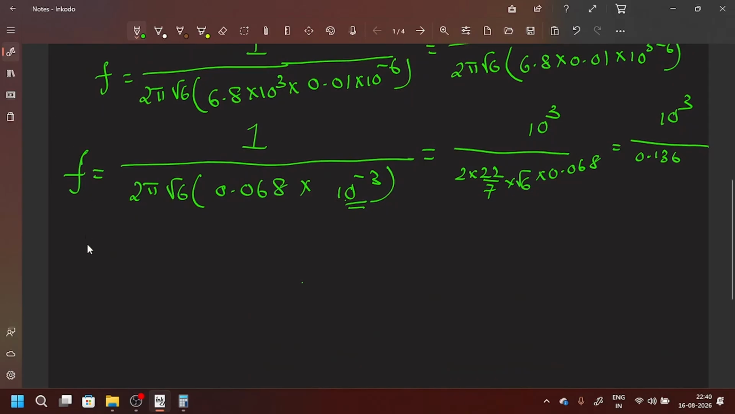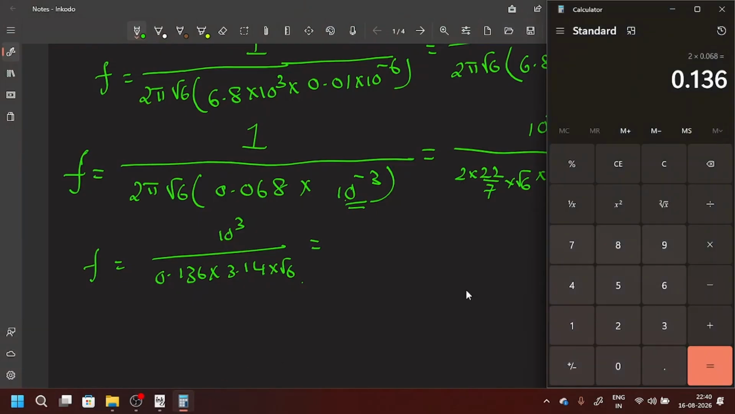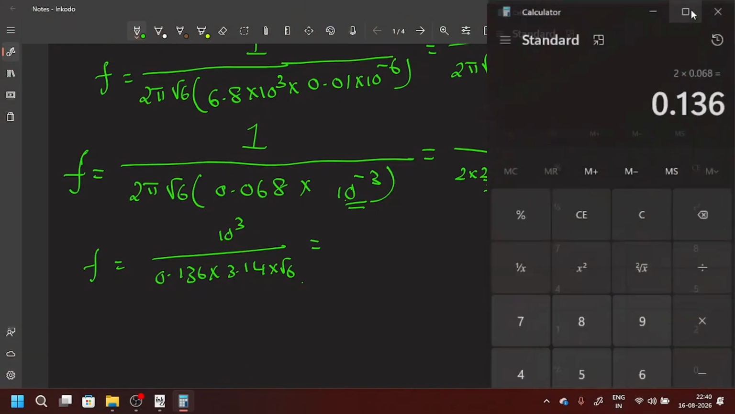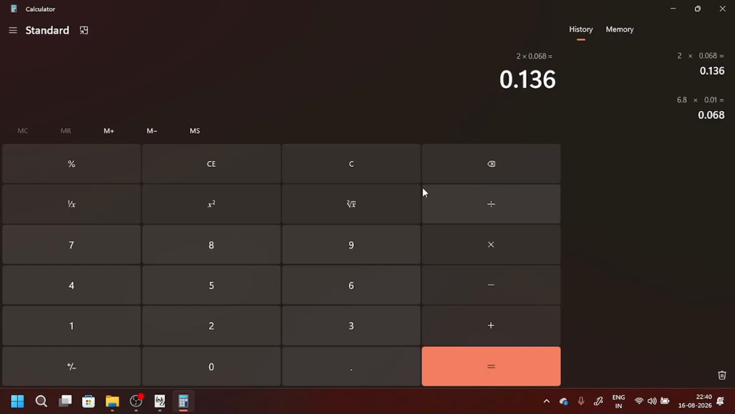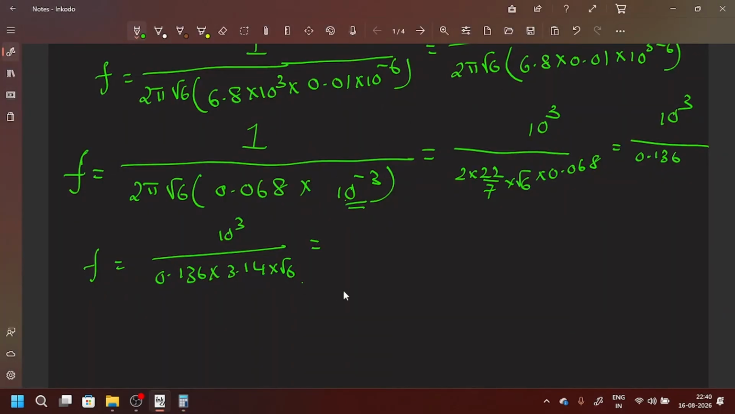Okay, so this will give me F is equal to 10 cube over 0.136 multiplied by 3.14 multiplied by root 6. So 0.136 multiplied by 3.17, it's 0.43112. Here, 10 cube over 0.43112 multiplied by root 6.